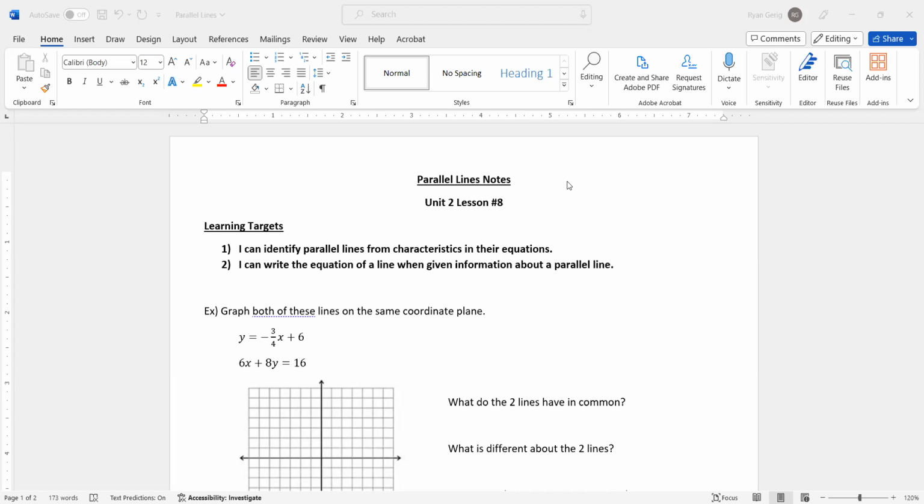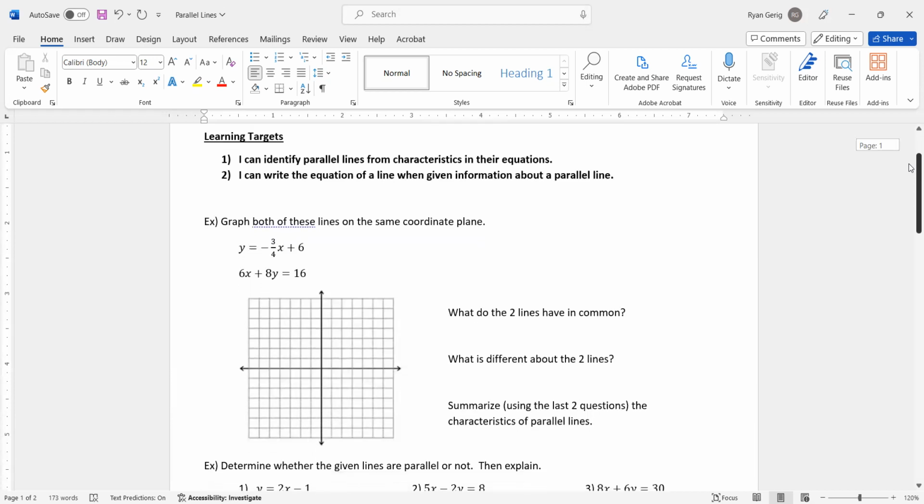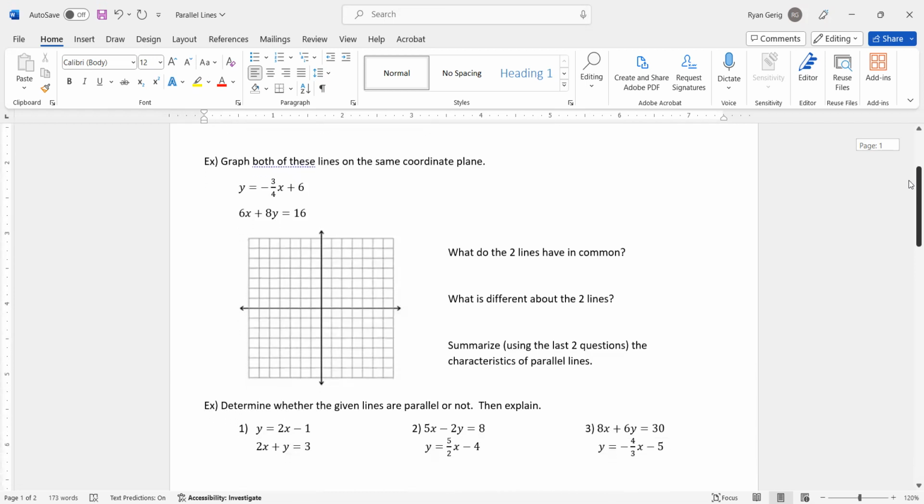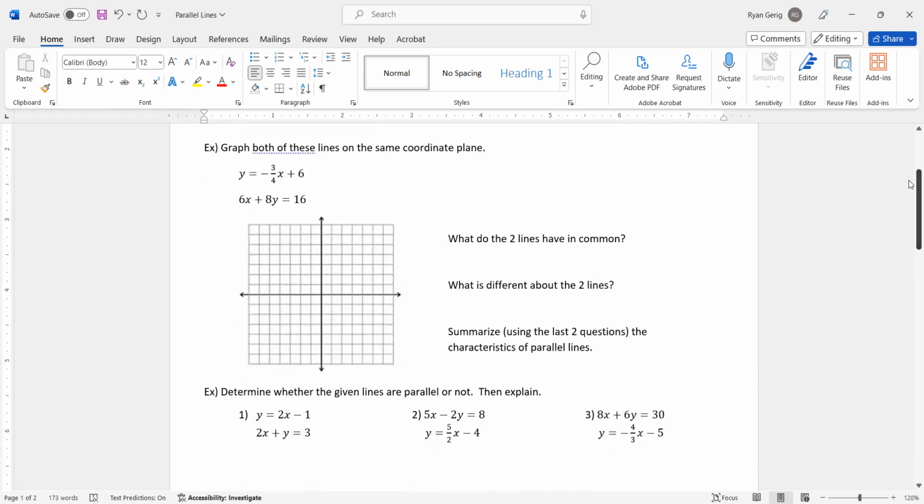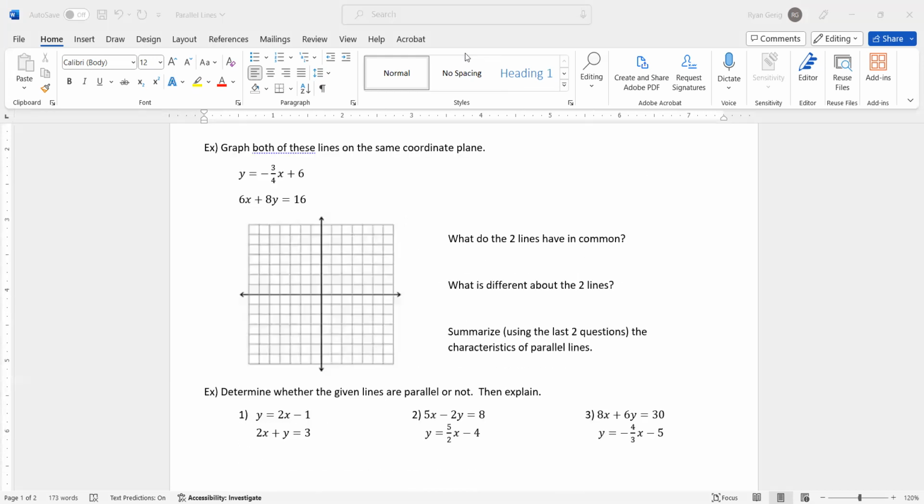We're going to look at parallel lines today. So here we go. I can identify parallel lines from characteristics in their equations. So we're going to work on that first, and then write the equation of a line when given information about a parallel line. So we're going to show what parallel lines have in common by graphing two separate lines. You can probably guess what's going to happen with these two, but let's go ahead and do it anyway.